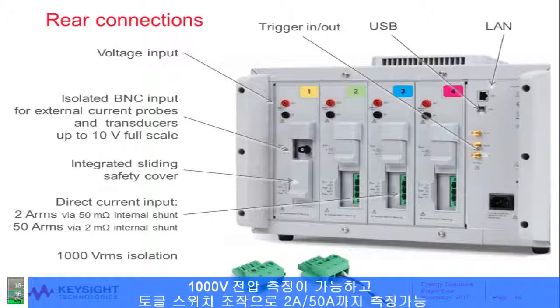This connection right here is for a clamp-on current probe. Sometimes it's easy to make a current measurement by, if this is the wire, clamping around the wire. And the clamp will tell you how much current is flowing through the wire.